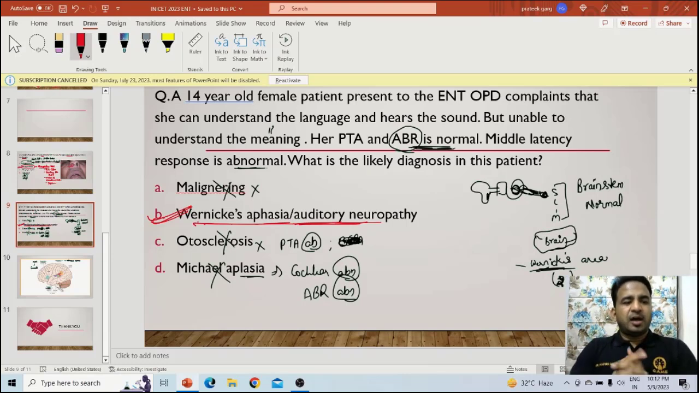Clearly, these are four to five questions which we got in the 2023 INI-CET exam. I don't think the questions were very difficult. They are very simple questions, completely from the theory part. Whatever we have studied, we just have to apply the knowledge and the concept, and we can correctly answer all of them. So that's all about INI-CET.